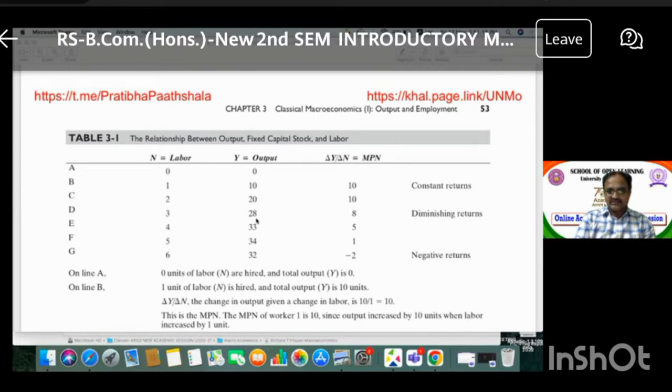And the third labor, if you use one more unit of labor, you produce 28. So what are the differences between these two? Earlier 20, now 28. So 28 minus 20, so 8. So 8 is the MPN. So 28 upon 1, that is the 8. So it is explained here.